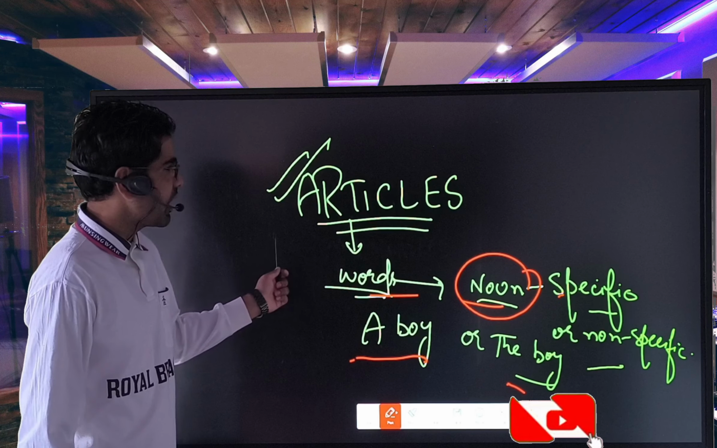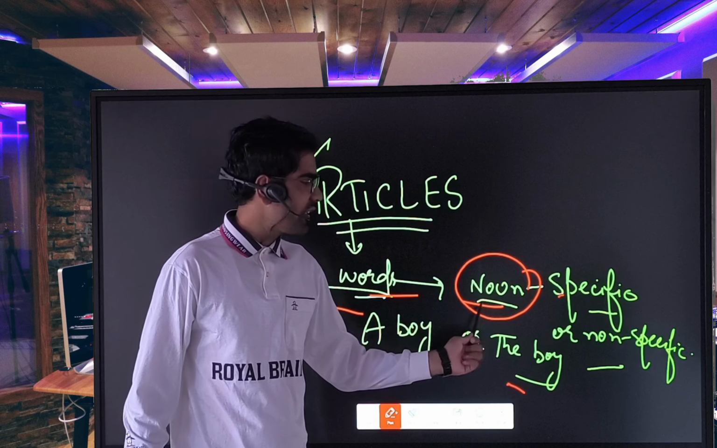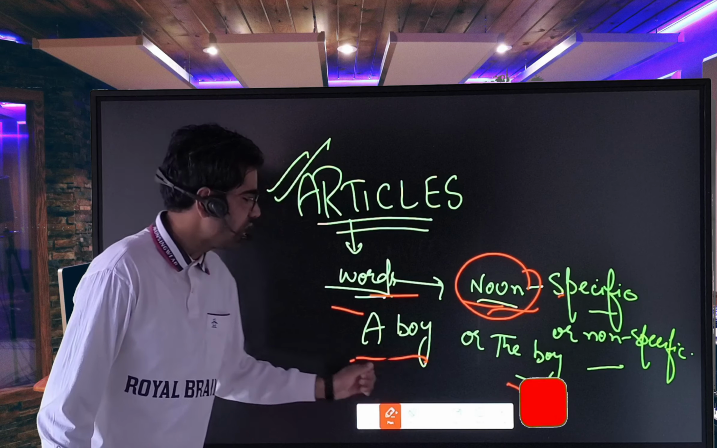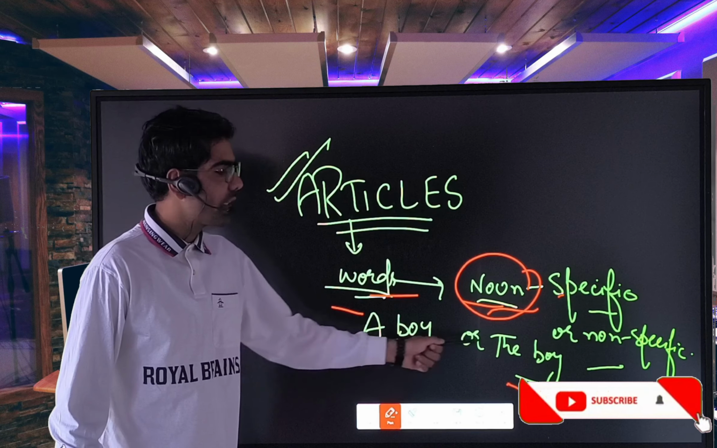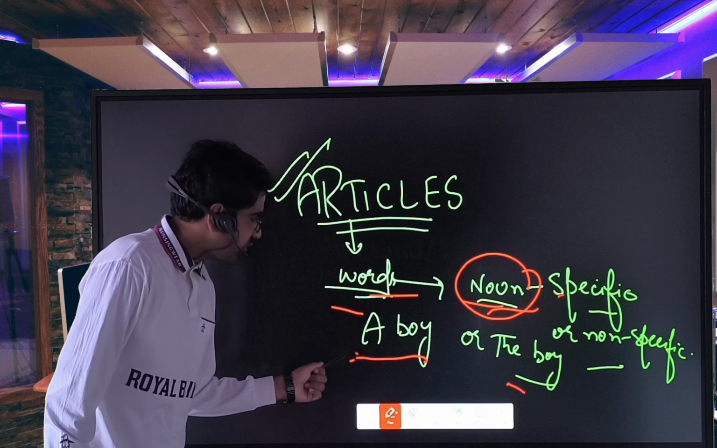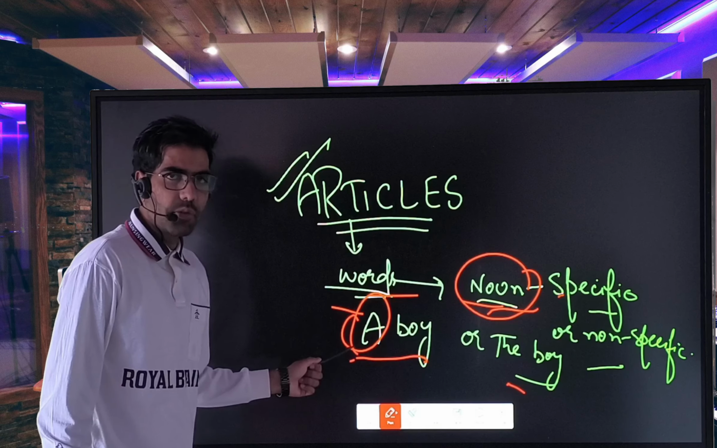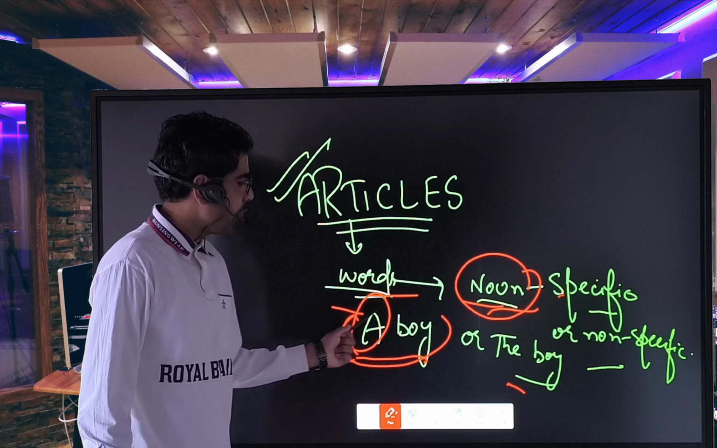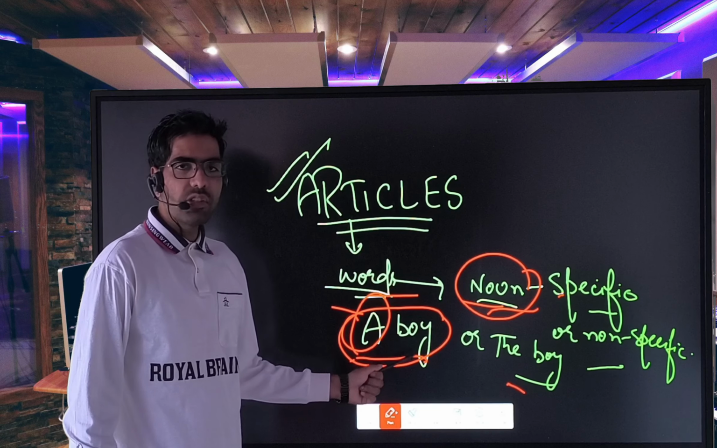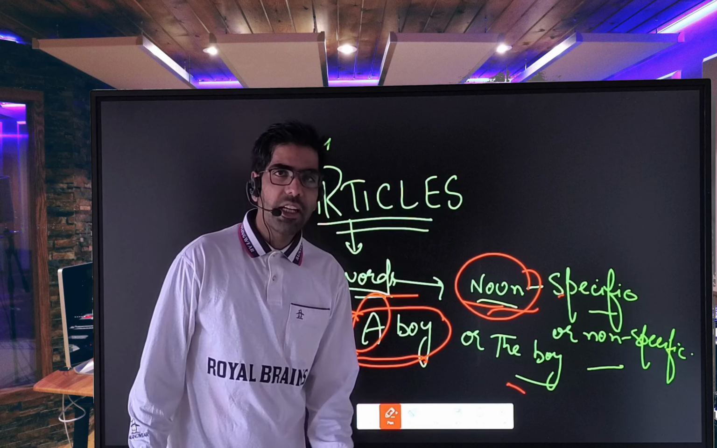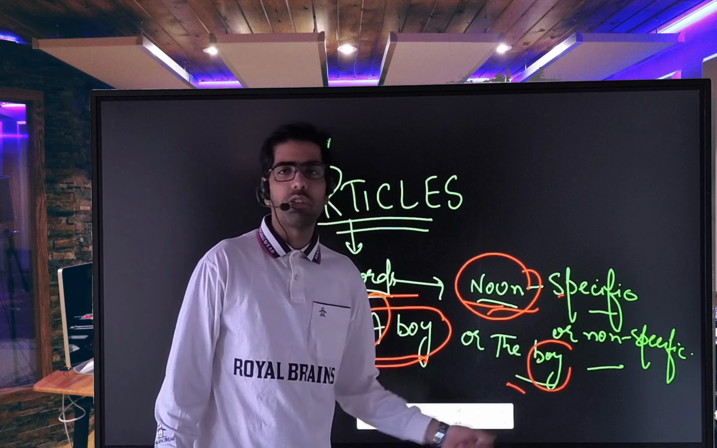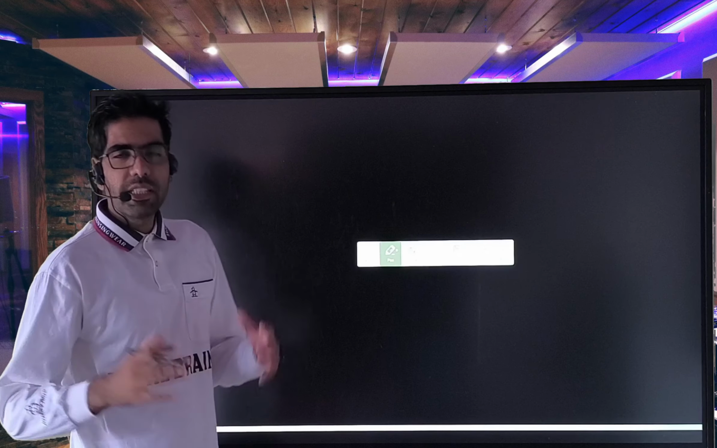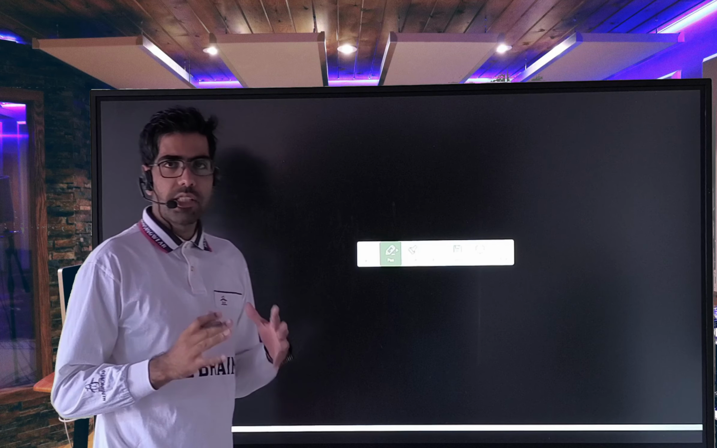Articles, dear students, are actually the words which indicate whether the noun is specific or non-specific. For example, if I say a boy or the boy, by dint of this article a, which is the indefinite article that I'm going to discuss ahead, a boy indicates the boy is non-specific. If I say the boy, it means this boy has been particularized, so it's a specific boy.